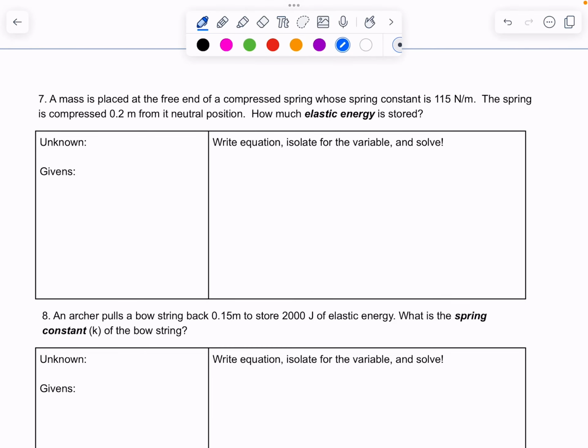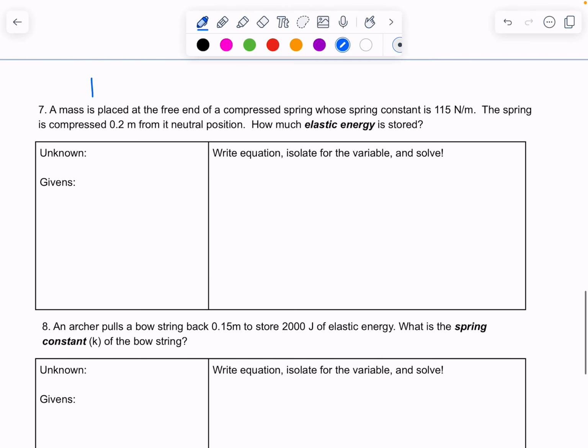Okay, so this is the last part, which is going to be using the elastic energy equation, which is 1/2 kx squared. K, remember, is the spring constant, and that basically tells you how strong the spring is, and x is how far it is stretched or compressed.